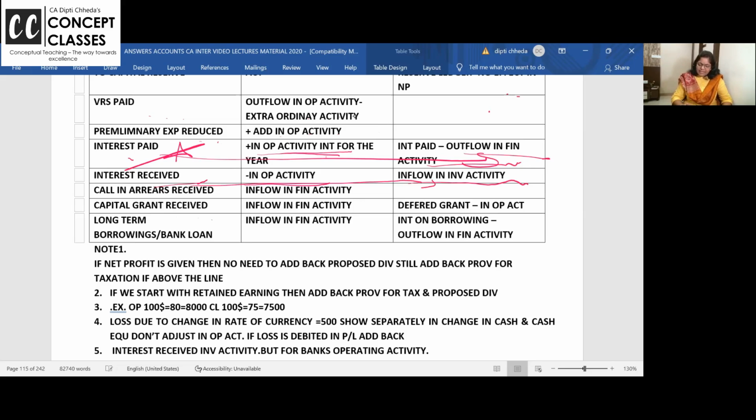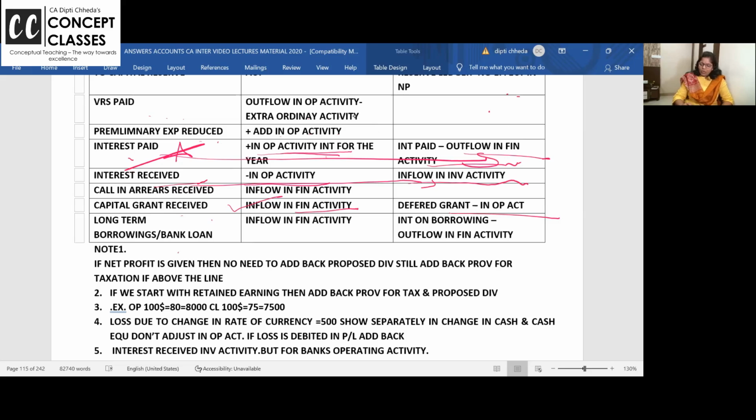Capital grant received. If you set up an industry in a village or a khadi industry and all, you get a capital grant, and it is like an income in financing activity. But if you defer that grant every year in the P&L account, remove it. It's not your cash income.